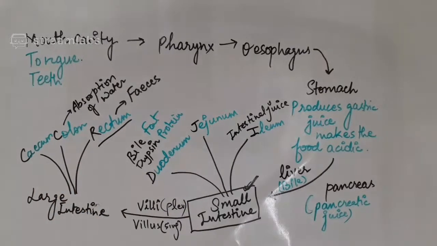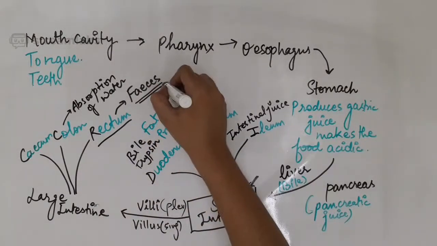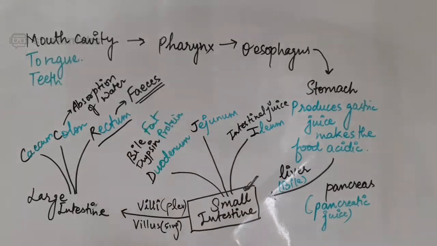Cecum, colon and rectum are the parts of the large intestine where the food gets passed after absorption, and here the energy is formed. That is the step called assimilation. And the feces or the fecal matter which is formed remains in the part of the large intestine called the rectum.